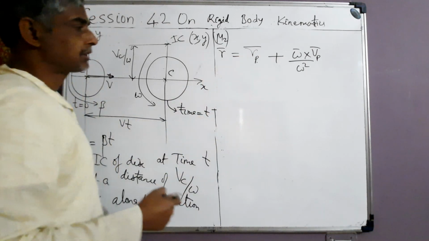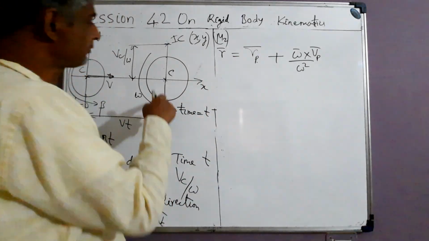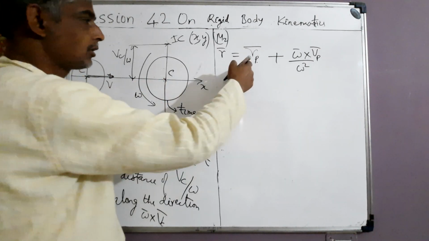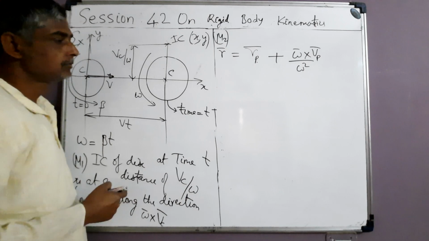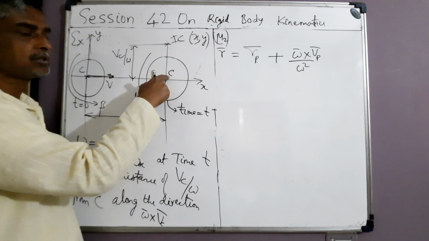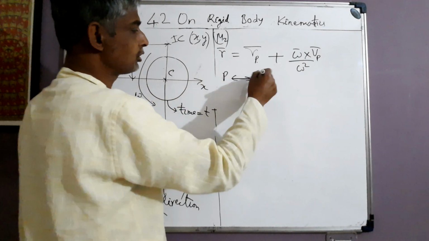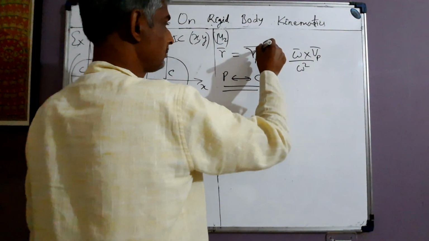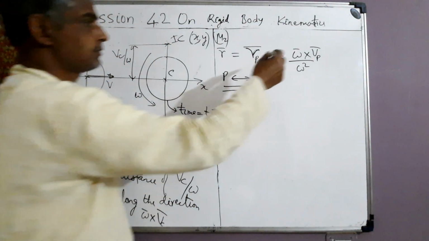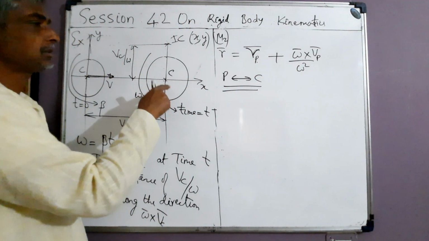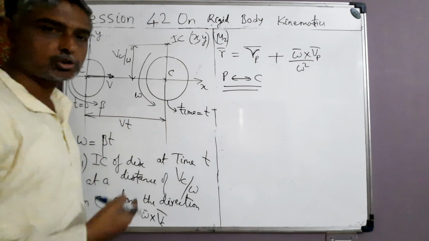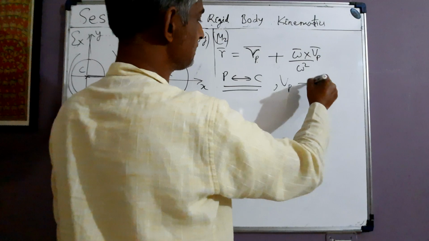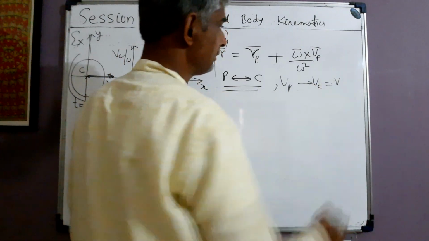Rp is the position vector of some location of the disk at time t. Now P is some location which is fixed in the disk. Since the location of the center C of the disk is known, P and C are made to coincide. C is just the point P. Vp is the velocity of that location of the disk with respect to ground. So in this case P is C, and Vp is just Vc, which is equal to V.